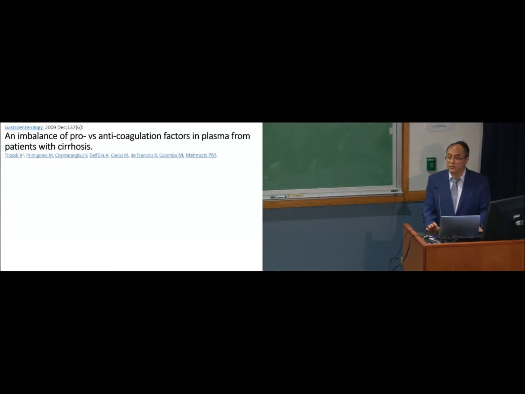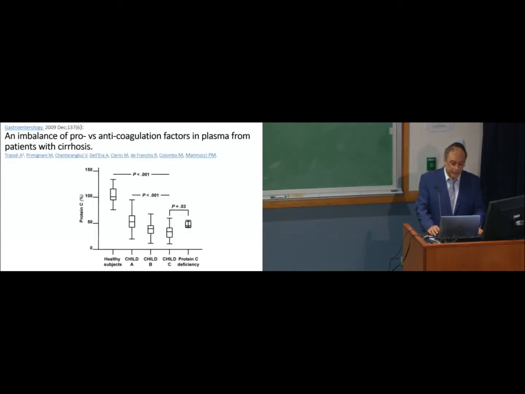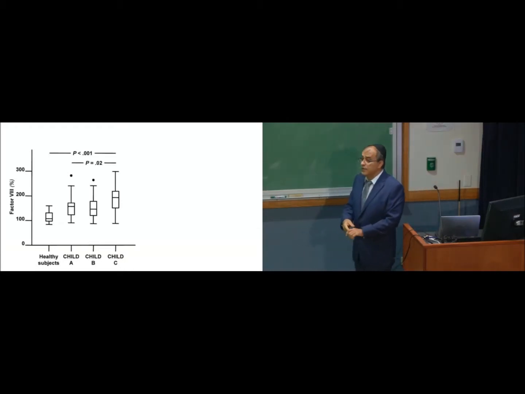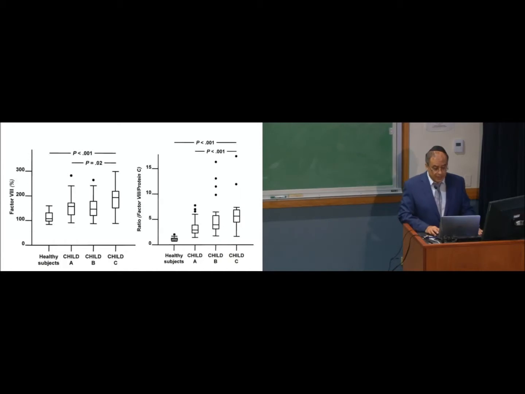In that study, they looked into 3 groups: control, cirrhotics, and patients heterozygous for protein C deficiency. They looked at pro and anticoagulants. On the anticoagulants, protein C levels that were normal in control decreased progressively with the increase in the Child-Pugh score, to the point that Child C had lower levels of protein C than heterozygous protein C deficient individuals. On the procoagulant, we mentioned that factor VIII is known to be elevated in cirrhosis, and it increased progressively with worsening cirrhosis, and the balance between the pro and anticoagulants increased from 1 in normal individuals to 5.